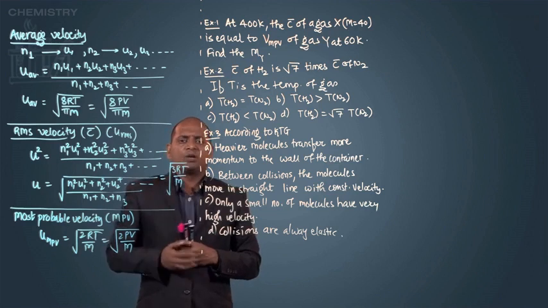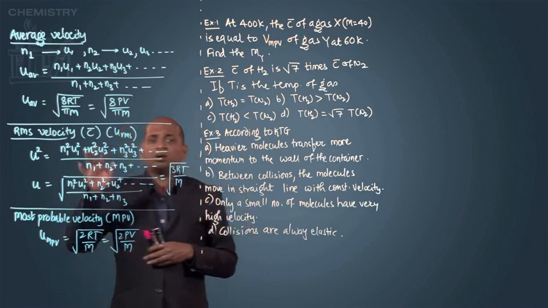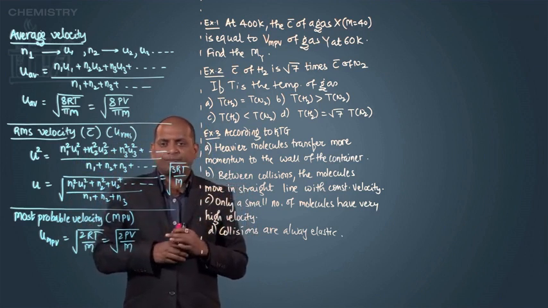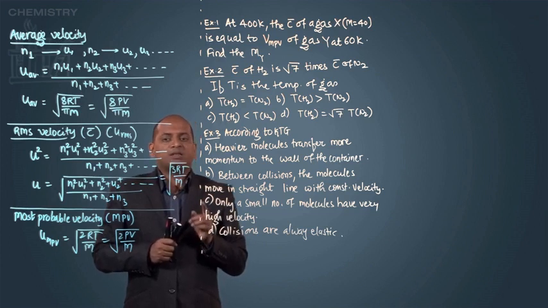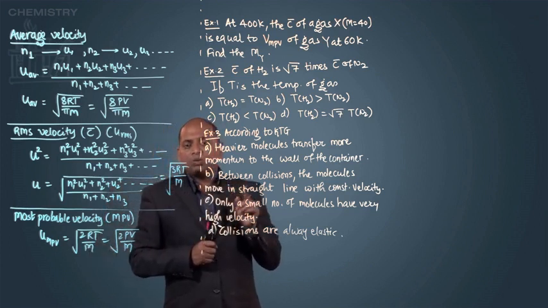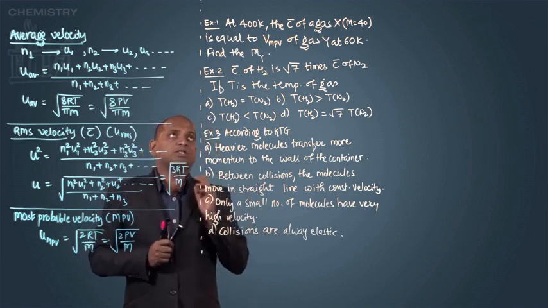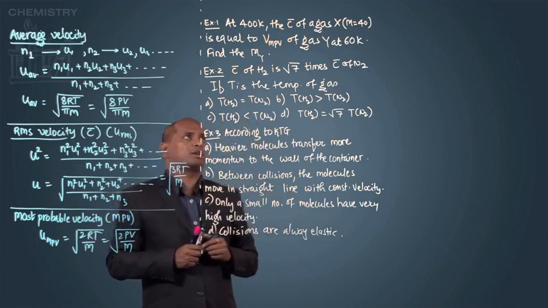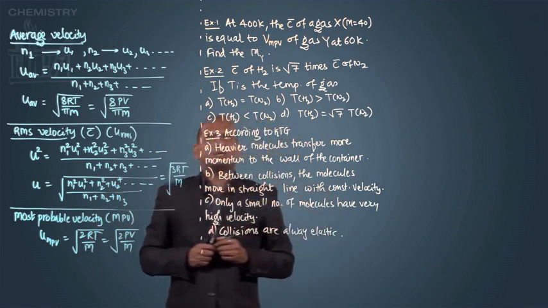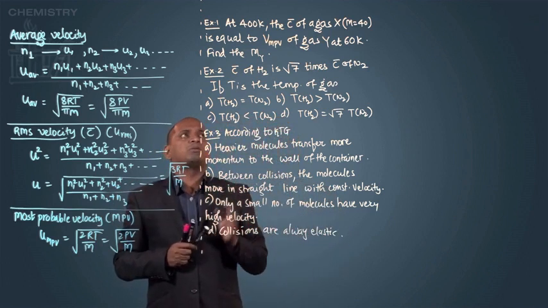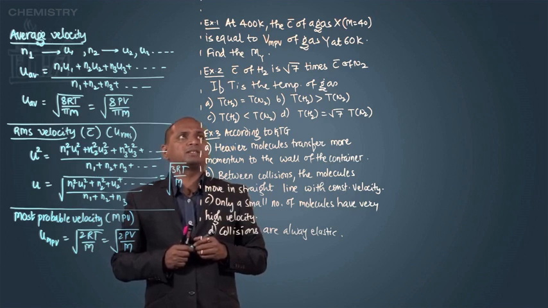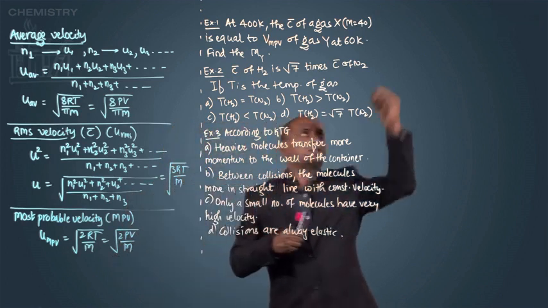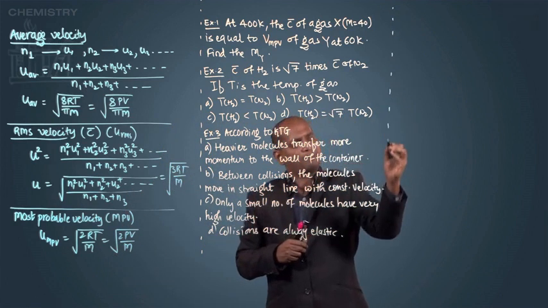Okay. So these are some of the problems which are based on this concept and the kinetic theory of gases. The problems are simple and straightforward, but remember, as I was telling you, that we need to use our concept. So first problem: at 400 Kelvin, the RMS velocity, C bar, of a gas X which has a molar mass 40 is equal to the most probable velocity of a gas Y at 60 Kelvin. Find the molar mass of Y. So we need to solve this problem. This is quite a simple problem.